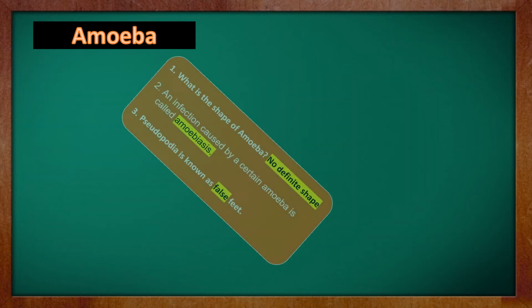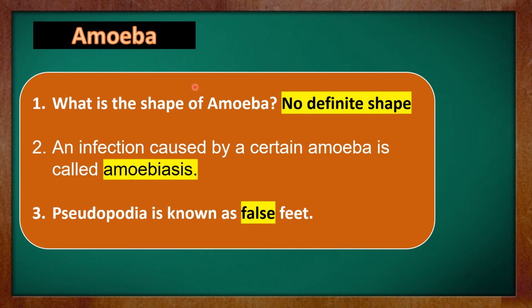Okay, let's answer the questions. Number 1, what is the shape of an amoeba? If you answered no definite shape, then you are correct. Number 2, an infection caused by a certain amoeba is called amoebiasis. That's why you should be careful when you drink or eat food. Make sure it's clean. Next, pseudopodia is known as false feet. This is the reason why amoeba has no definite shape. I hope you got correct answers.